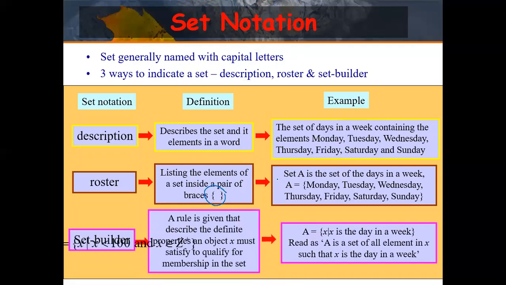How about the set builder notation? What is this? For set builder notation, it is a rule that describes the properties of an object. x must satisfy the rule to be an element of the set. For example, we have A, which is x such that x is a day in a week. You just say it like this.